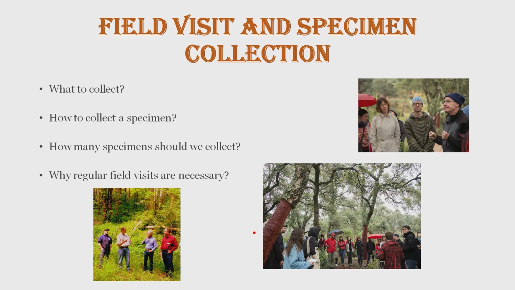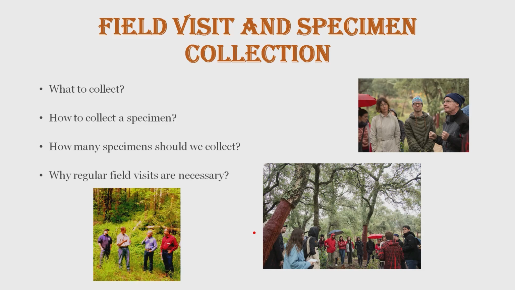There are different types of habit, for example you have trees, shrubs, herbs, and climbers. In case of trees, you can't cut the entire tree. There we need to collect a small twig alone. In case of shrubs also we can collect a twig, preferably with flowers. If not, we collect them with fruits. In case of herbs, we have to collect the whole plant, which means you have to dig them out from the soil along with the root system.